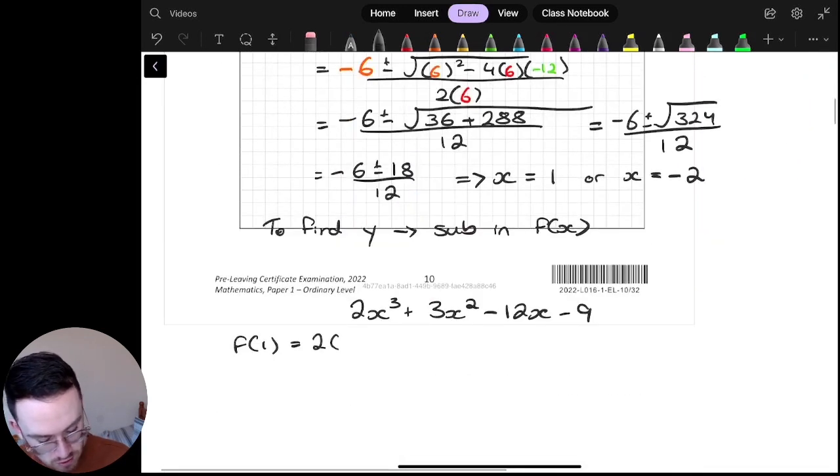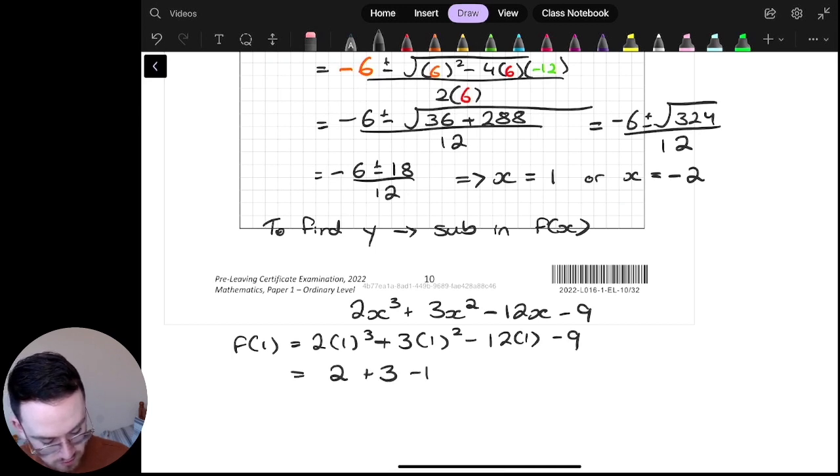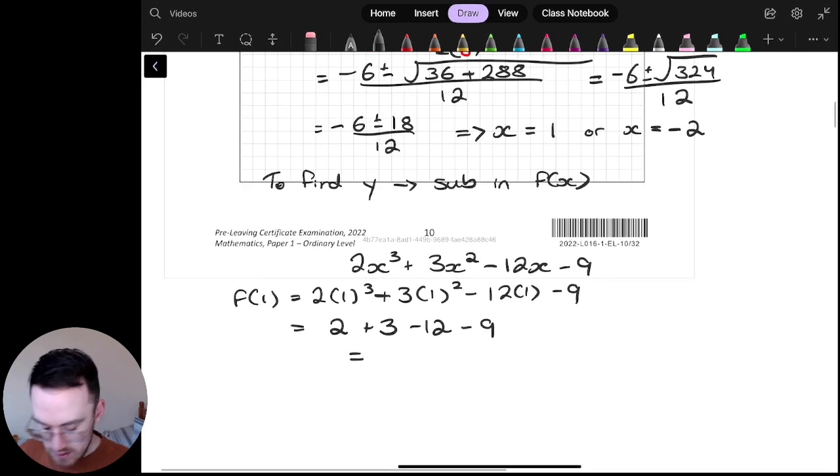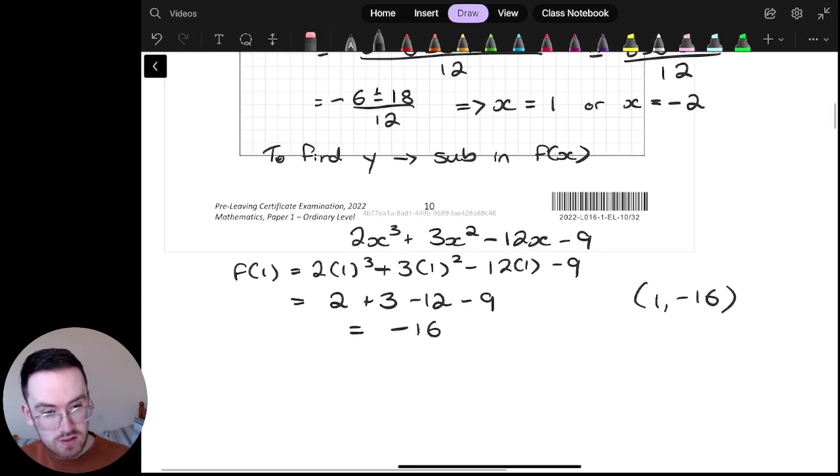Okay, so that'll be 2 by 1 cubed plus 3 by 1 squared minus 12 by 1 minus 9, which gives me 2 plus 3 minus 12 minus 9. And if we have a look at that then, 2 plus 3 minus 12 minus 9 gives me an answer of minus 16. Okay, so 1, minus 16 is my first point.